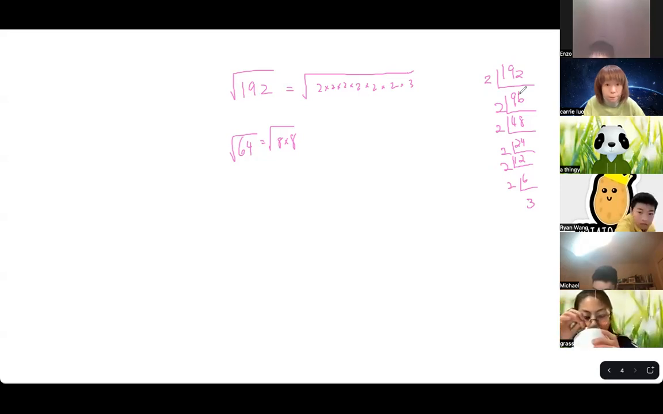Understand? Okay, so how many twos are going to kick out, everybody? One 2 became one 2, two 2s became one 2, two 2s became one 2. So whatever is inside stays there. So it's 8 square root 3. Understand?